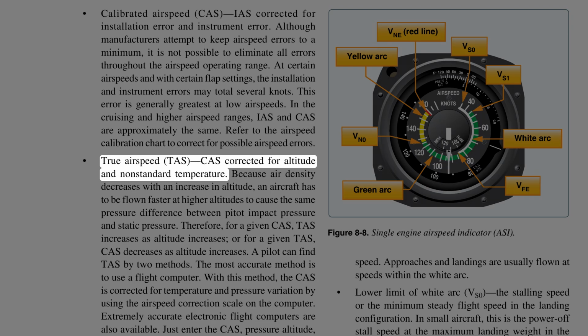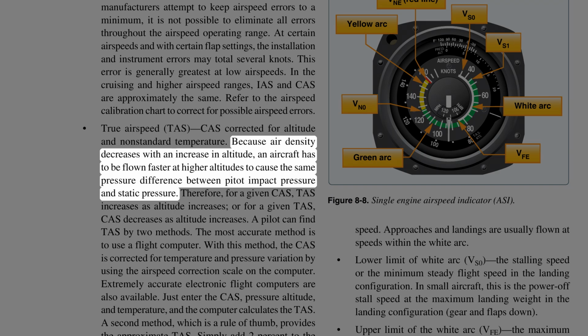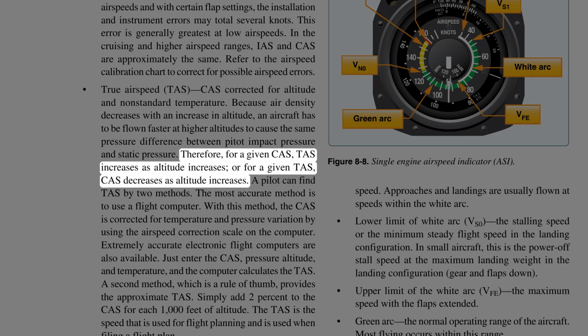True airspeed, TAS, CAS corrected for altitude and non-standard temperature. Because air density decreases with an increase in altitude, an aircraft has to be flown faster at higher altitudes to cause the same pressure difference between pitot impact pressure and static pressure. Therefore, for a given CAS, TAS increases as altitude increases, or for a given TAS, CAS decreases as altitude increases.